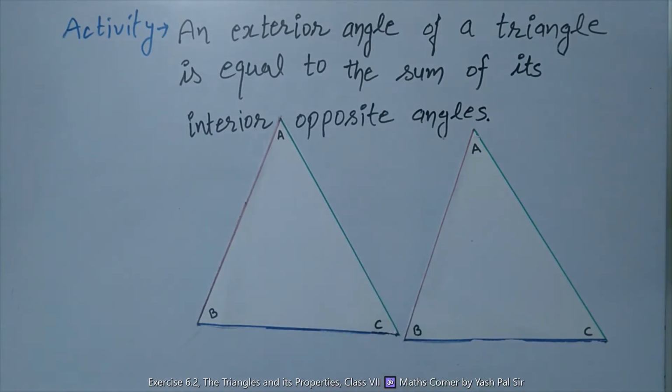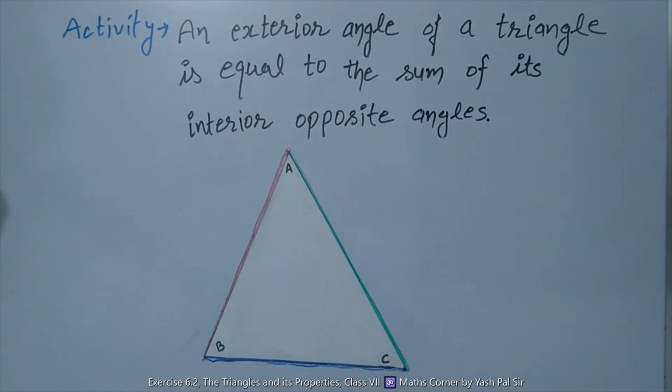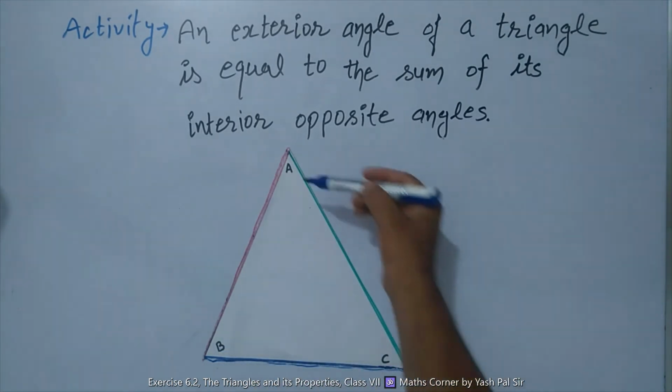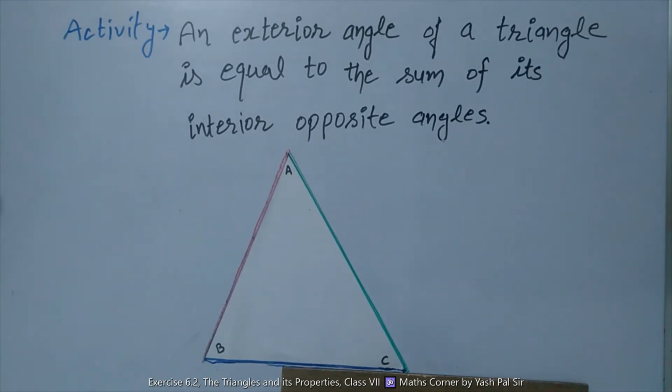So what are we going to do? First of all, this way we have the triangle ABC. Now what are the interior angles? Interior angles are A, B, C. So what we do now, we extend one side this way. In order to draw the exterior angle of the triangle, we have to extend one side of the triangle. BC side is extended up to D. This is the point D.